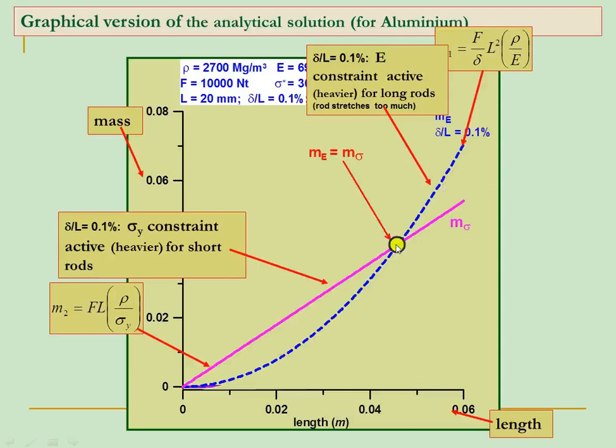It's nearly 0.045 meters of length, at which both the constraints are equally active. That is where we get an answer that the solution will give you mass according to the same mass, that is m1 is equal to m2 here. But still we have plotted the absolute values of mass for a delta by L value of 0.1%.